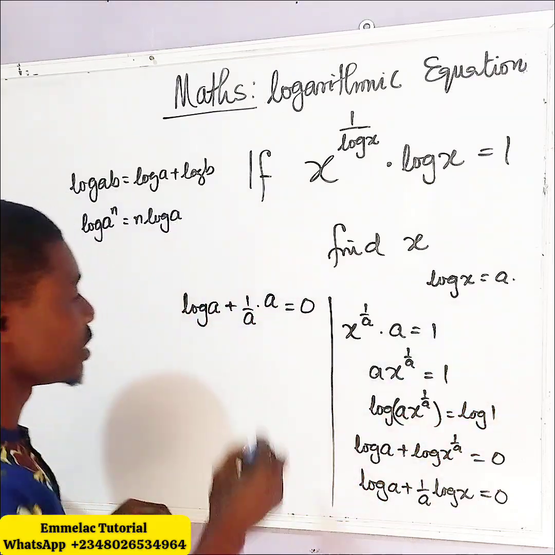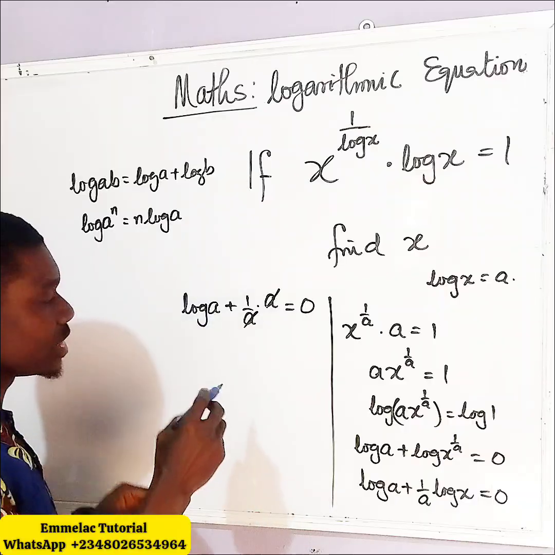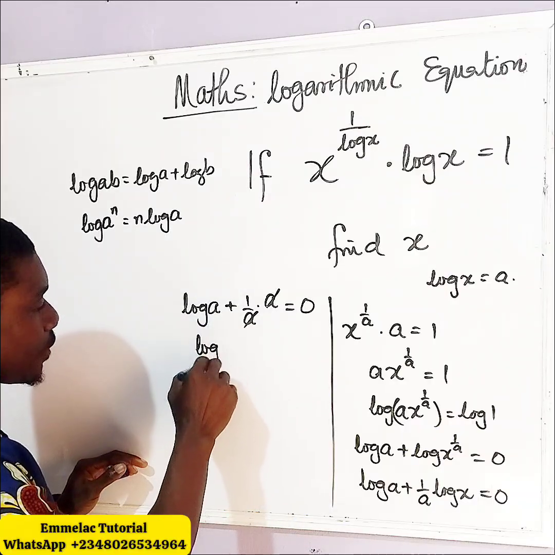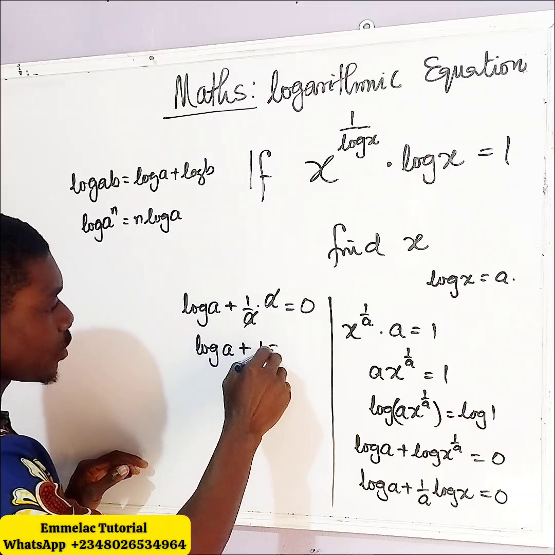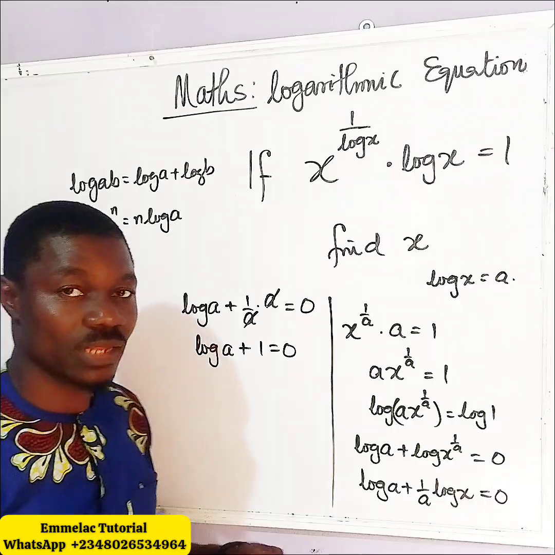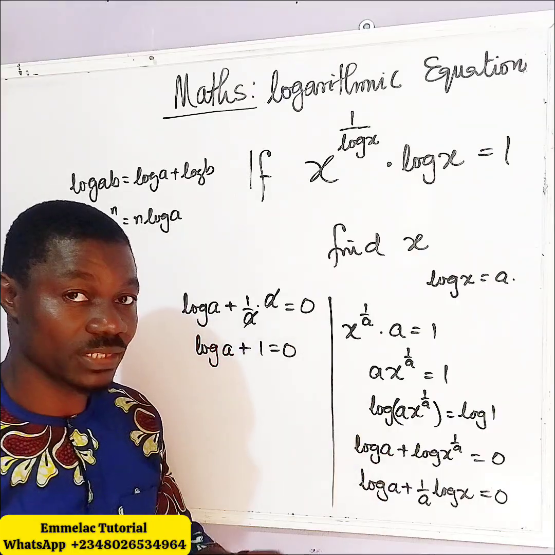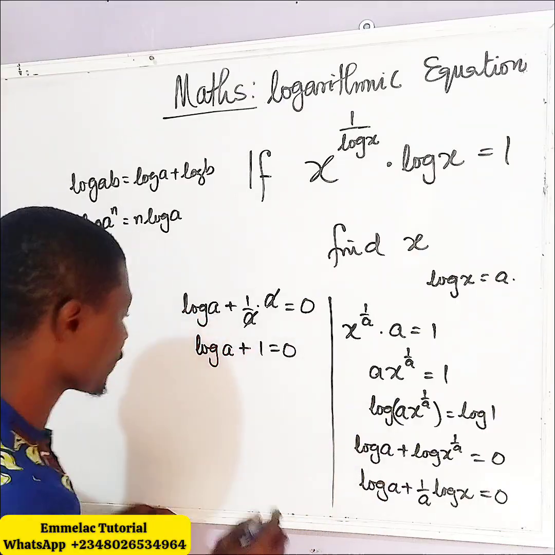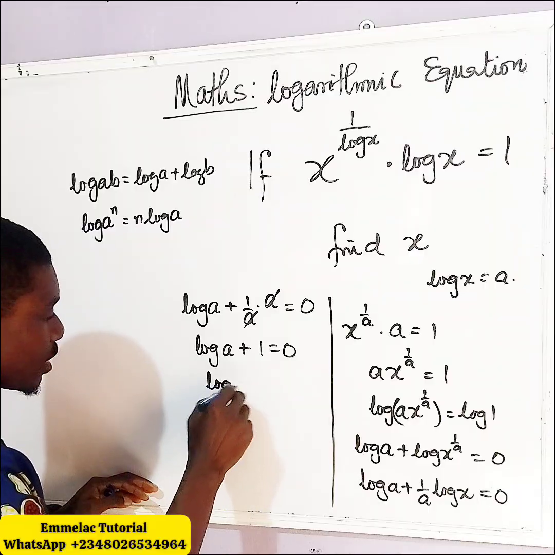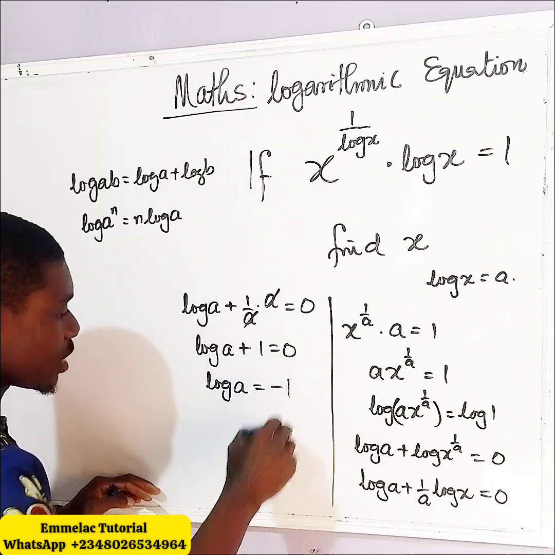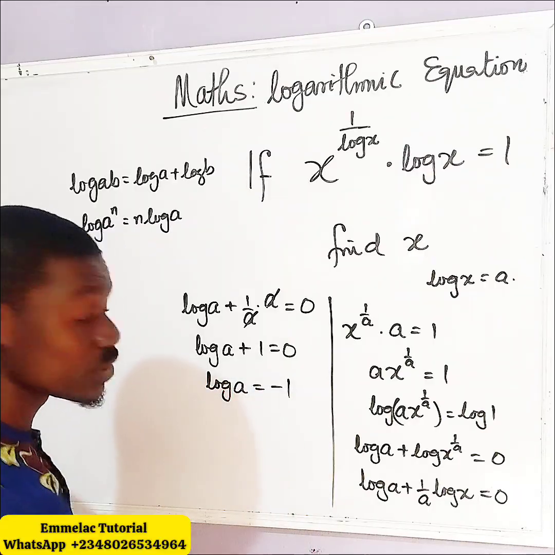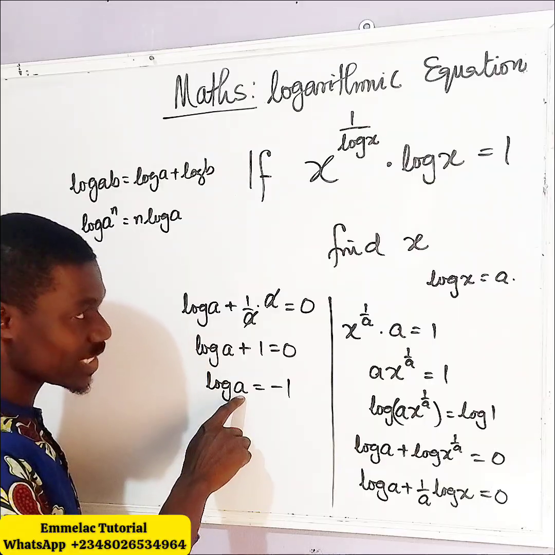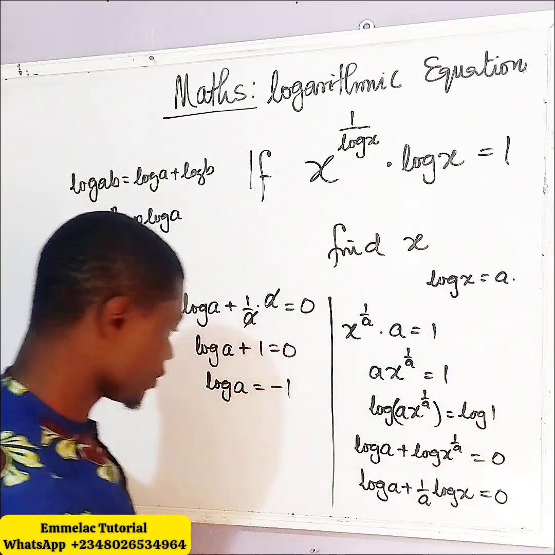So then this eliminates this. We end up having log a plus 1 equals 0. Now let us move 1 to the right hand side, or let us subtract 1 from both sides. So we end up having log a equals negative 1. Remember, we are dealing with log. And a is actually a log of a variable.